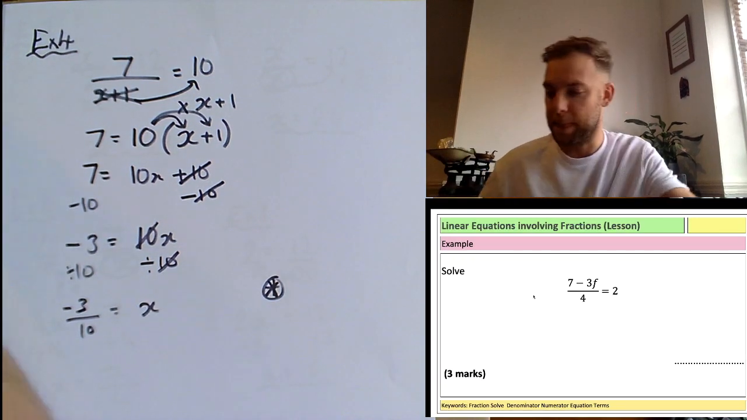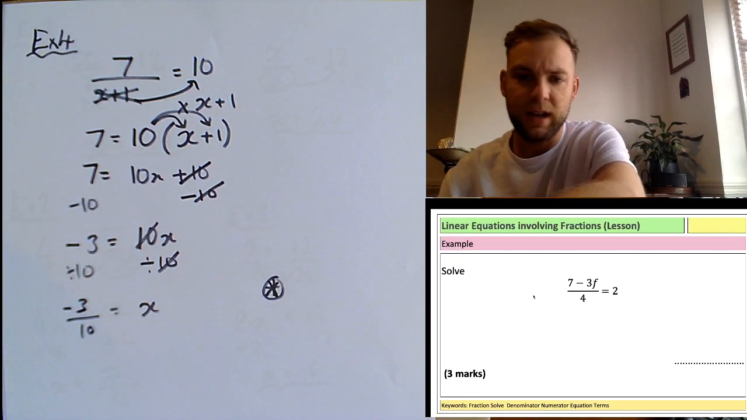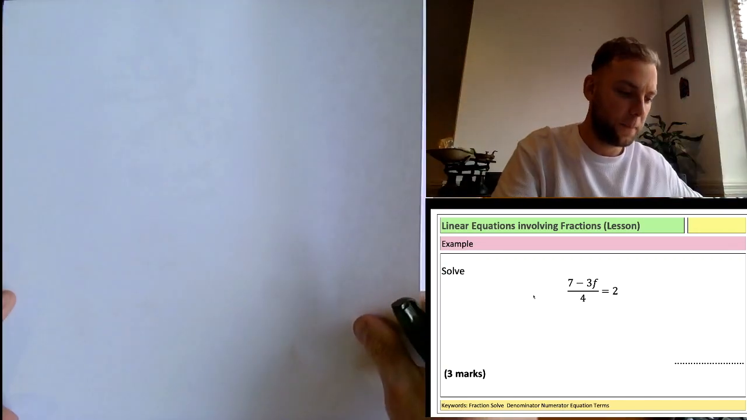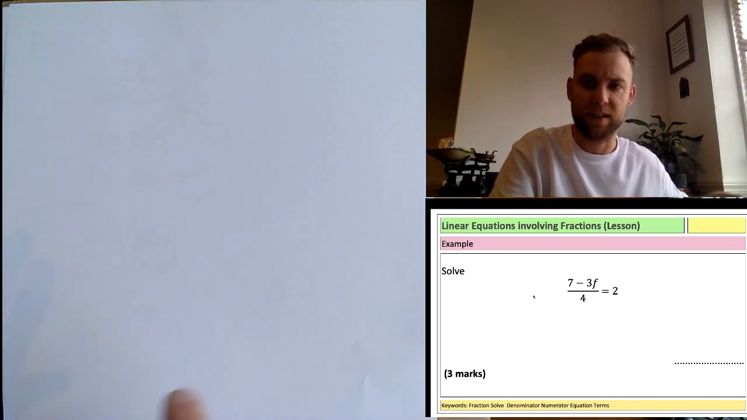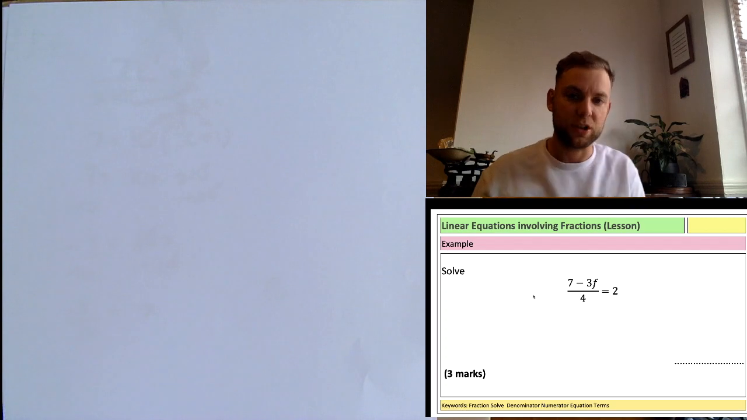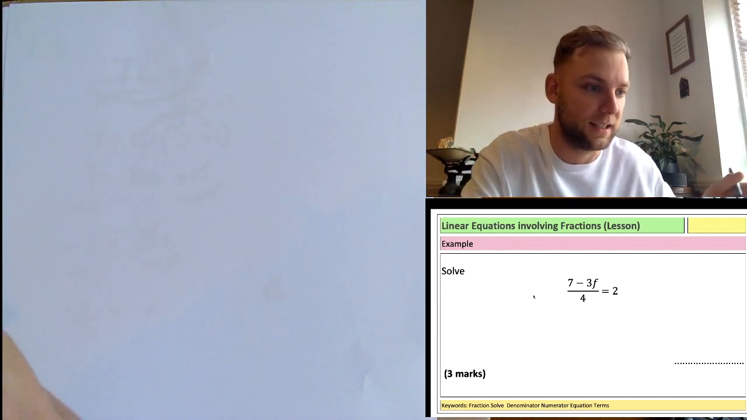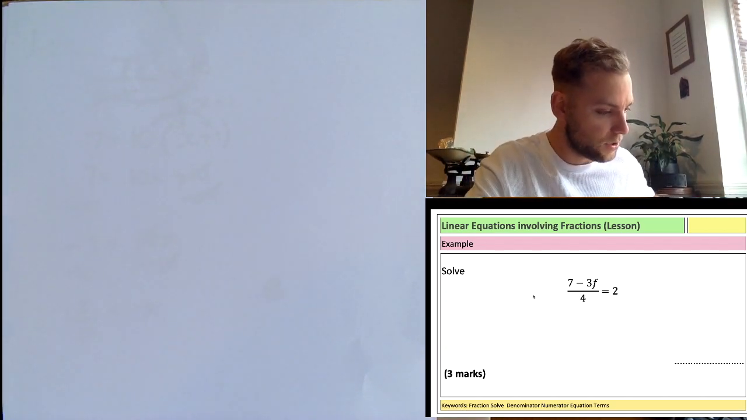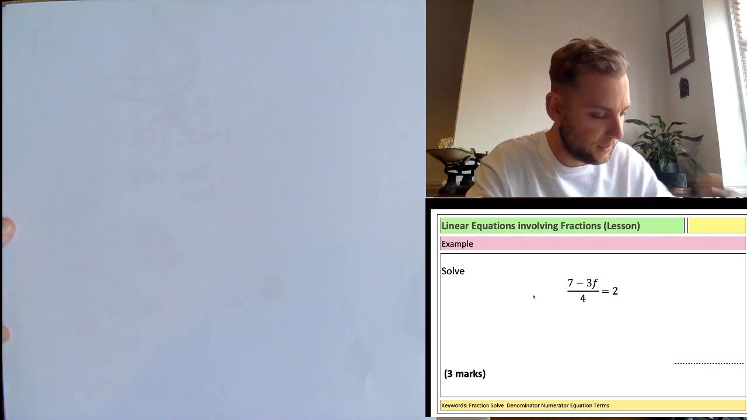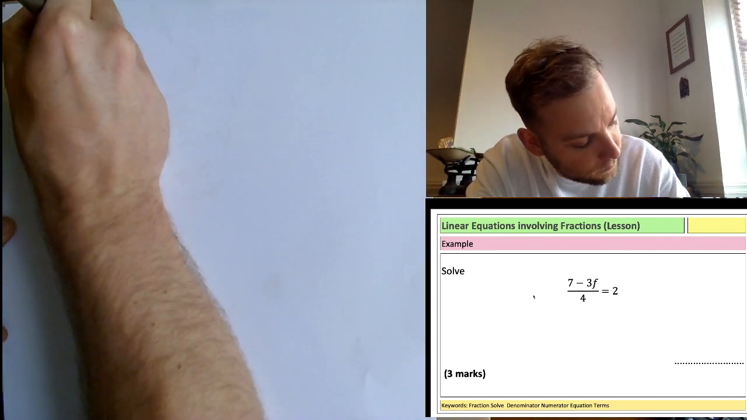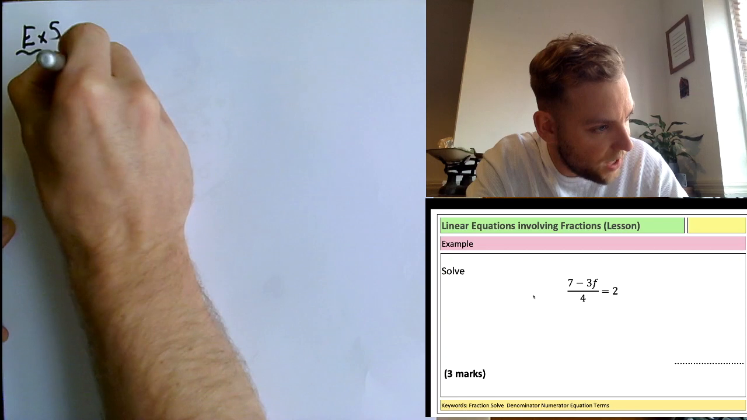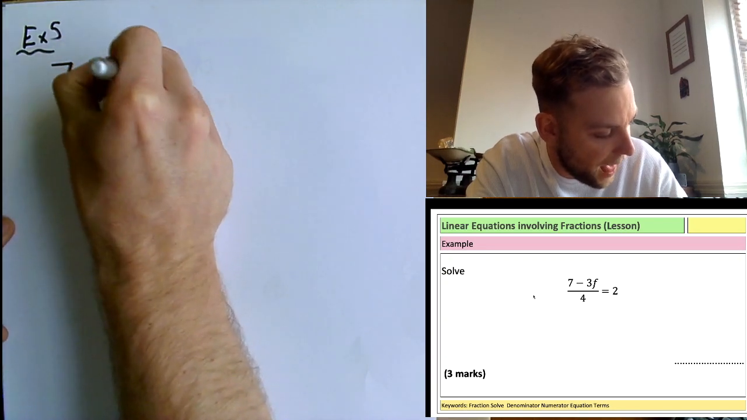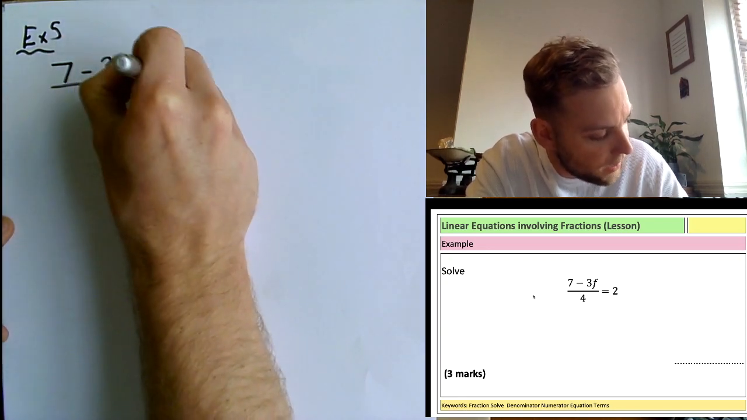So let's have a go at this next question here. So this one here, again, is getting a little bit harder. I think actually the hardest part of this one is the fact this is negative, but this kind of question I've seen come up a few times in the GCSE, so we do want to focus on it. So this here is example 5. So we've got 7 minus 3f over 4 is equal to 2.